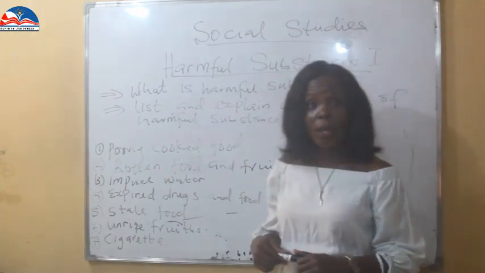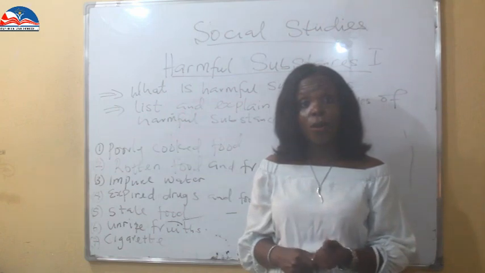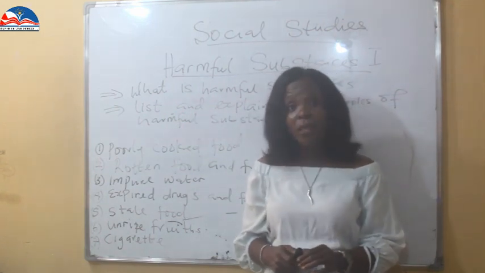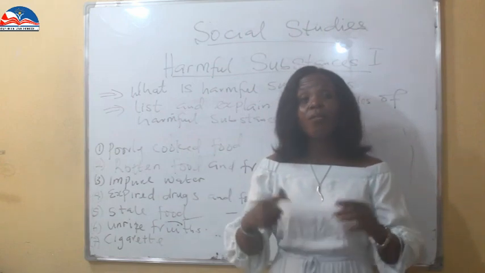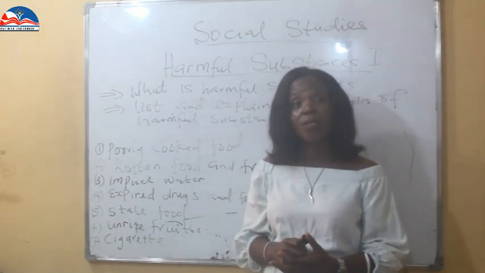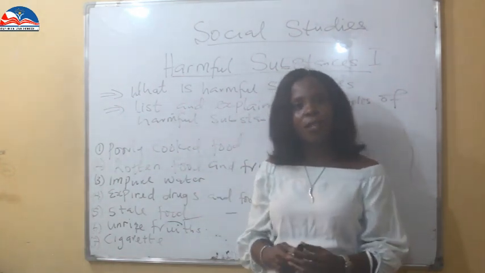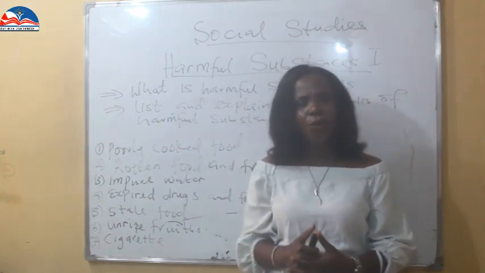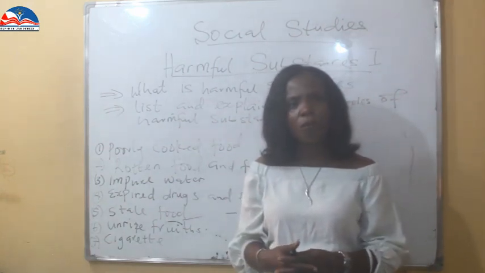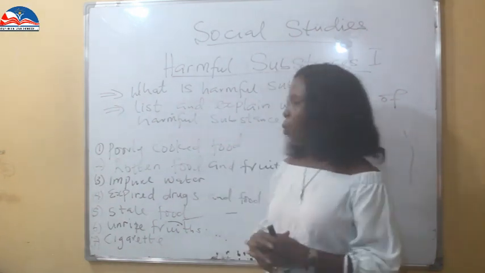Impure water. Water whose source is not pure. Take water from the river, take water from the well. Microorganisms are found therein. People dump harmful substances in the waters in the river, and at the end of the day you consume such waters, they become harmful to the system. Taking impure water, make sure your water source is pure.